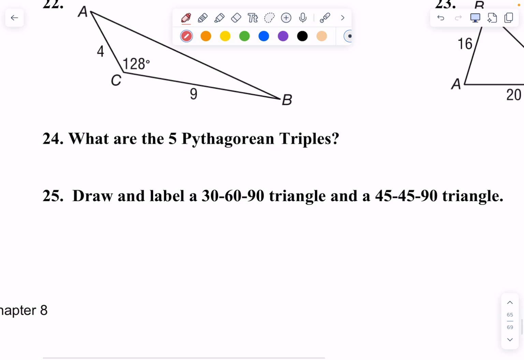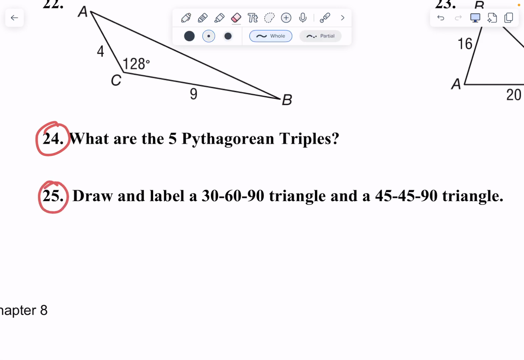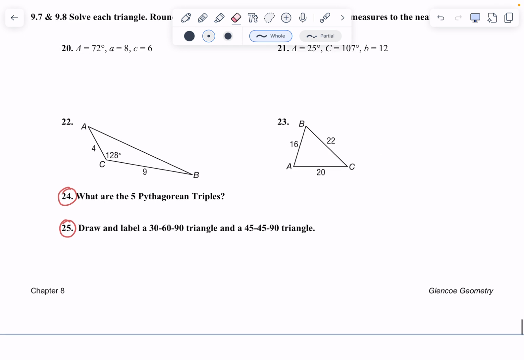Here's what I want you to do right now. In the next 5-10 minutes that we have, you do number 24 and you do number 25. If you have to look back at your notes, go for it. But you write those in there. I know we already drew and labeled, so you write them again. Do number 24 and 25 right now.